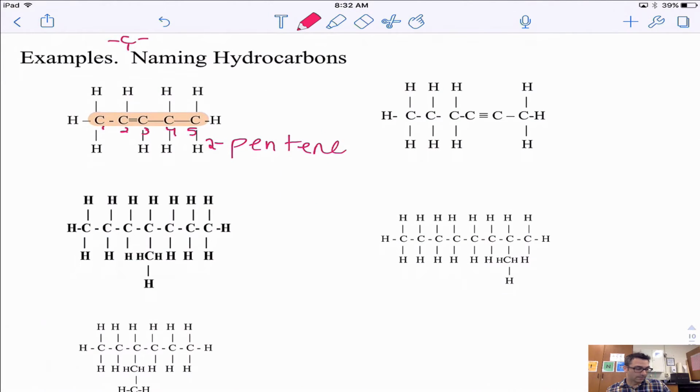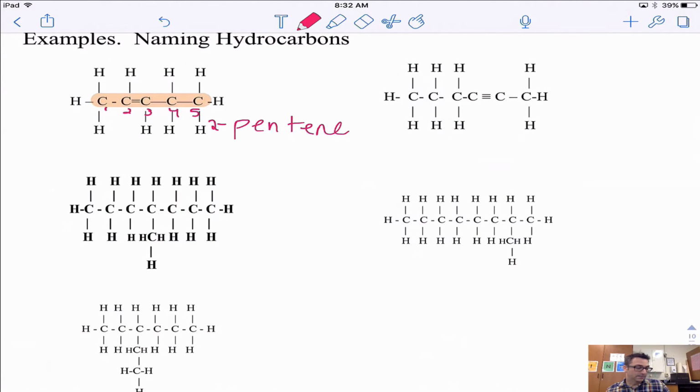Let's try one more. So if I go down here, this one's a little bit cramped, but I try and find my longest chain. So I have 1, 2, 3, 4, 5, 6, 7. 7 would be, if I look in table P, hept. I look to see if there's double bonds. There aren't. Triple bonds, there aren't. This is going to be heptane.